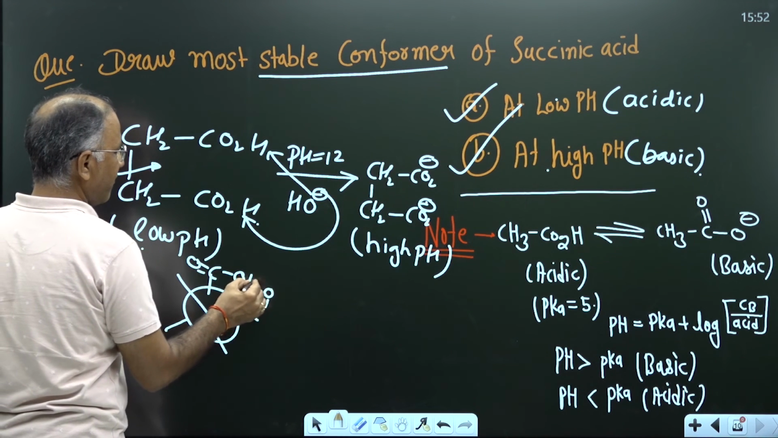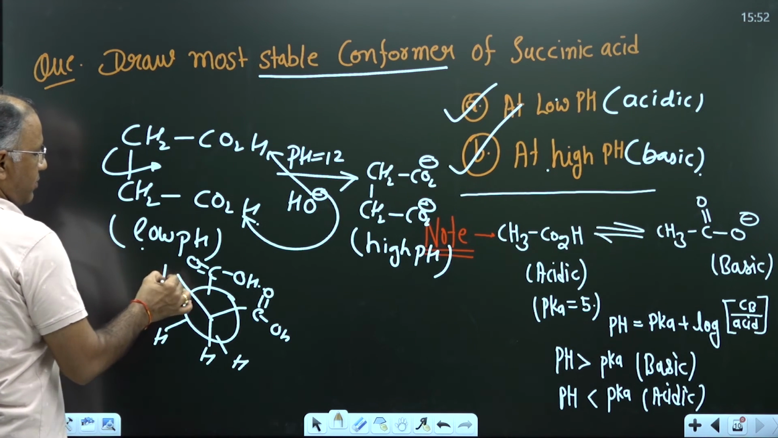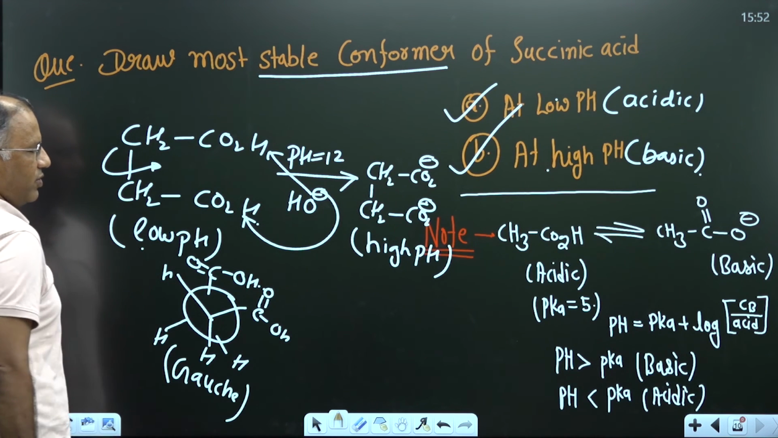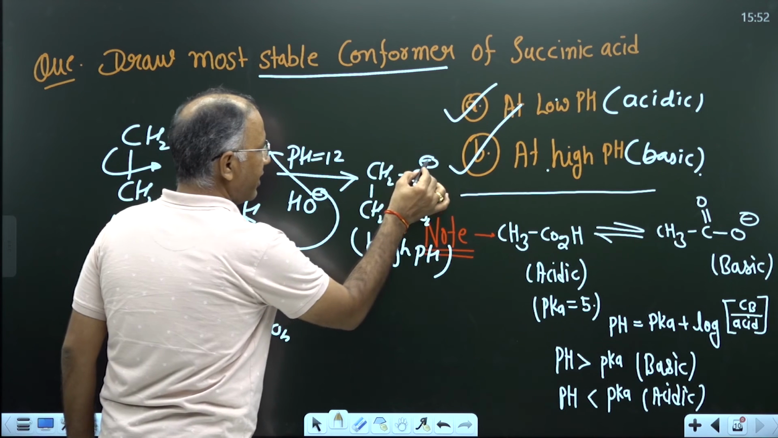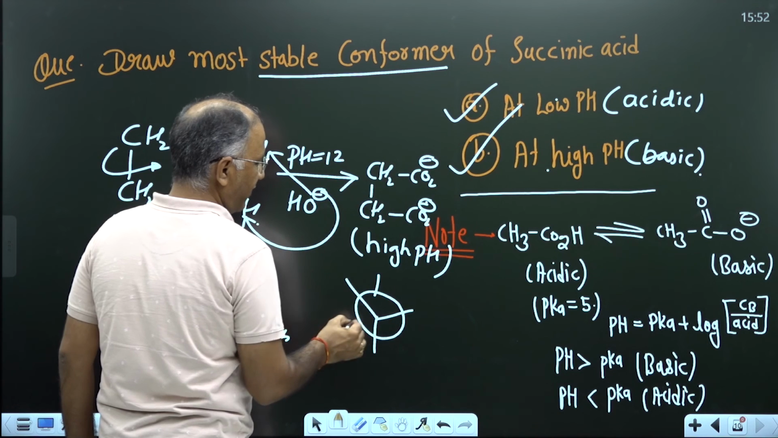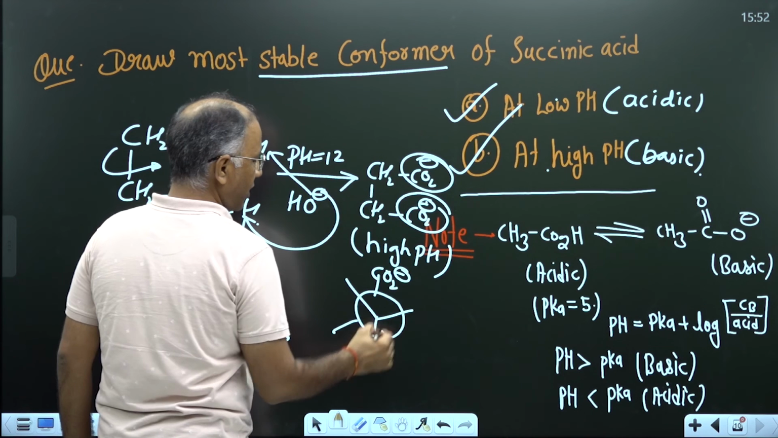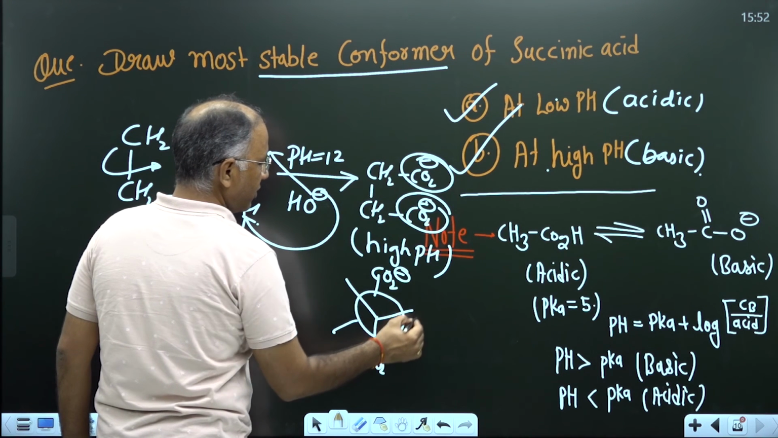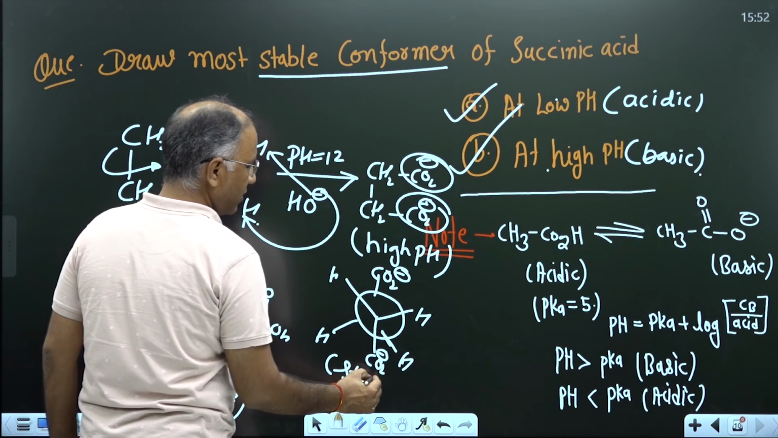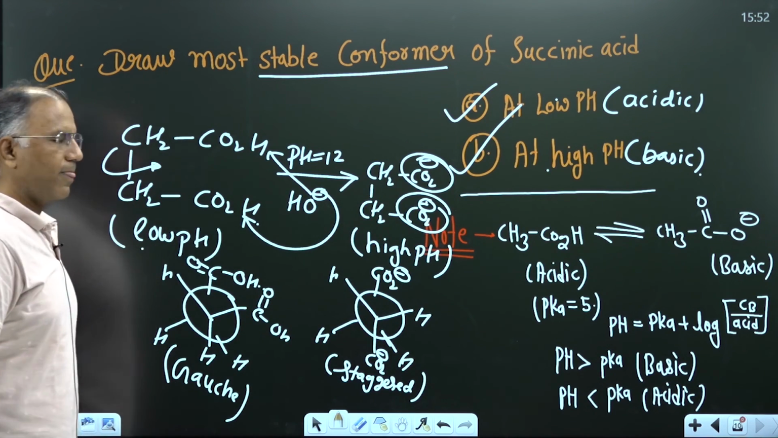Now at low pH, this is the most stable conformer. Which is the most stable conformer? Gauche. Why is it most stable? Because of intramolecular hydrogen bonding. At high pH, there is a negative charge. So since both valencies consist of negative charge, the negative charges must be away from each other. Therefore, in this case, staggered is more stable. To minimize negative-negative repulsions, they must be at anti position.